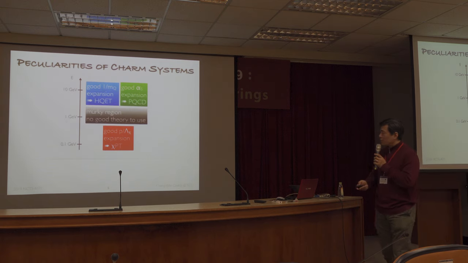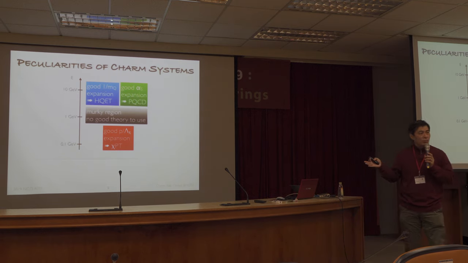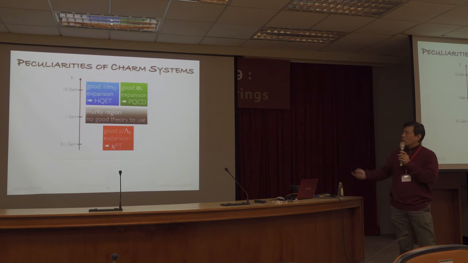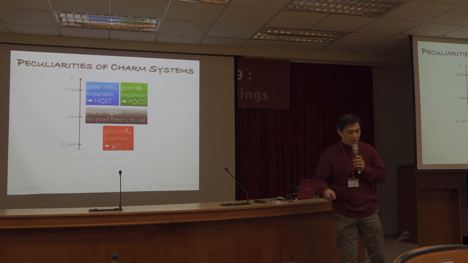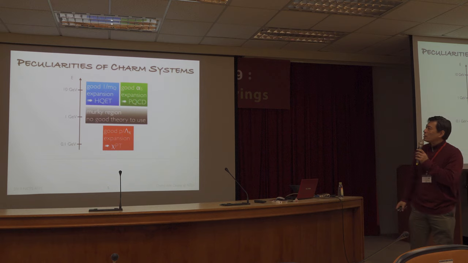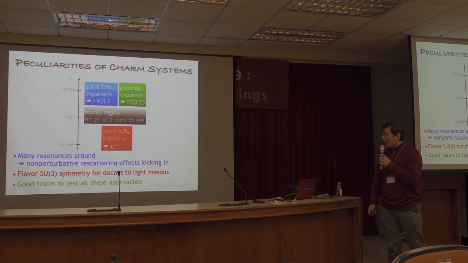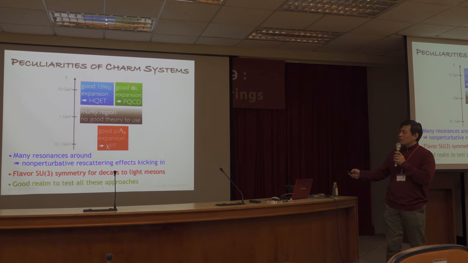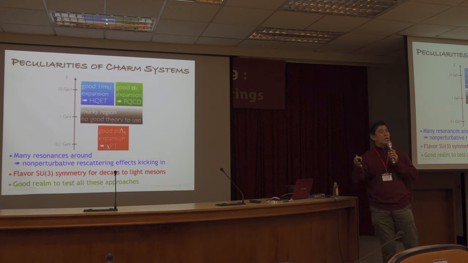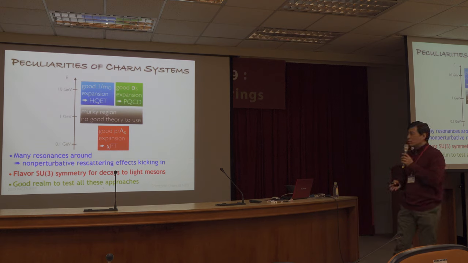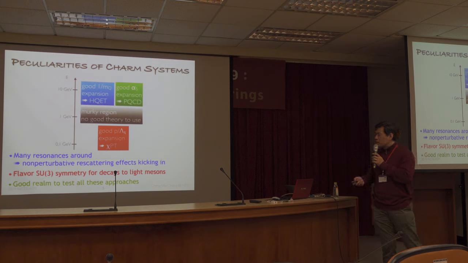Unfortunately, the D meson is sitting in this murky region around 1 GeV, so the heavy quark expansion is no good because it's 1 over 1. And the strong coupling also becomes strong. The chiral perturbation theory doesn't work here. So the D mesons are sitting in this awkward region where, at least currently, we don't have a good perturbative formalism to work with. On top of that, around here there are many resonances which could contribute to, for example, the final state rescattering effect, and that complicates the situation.